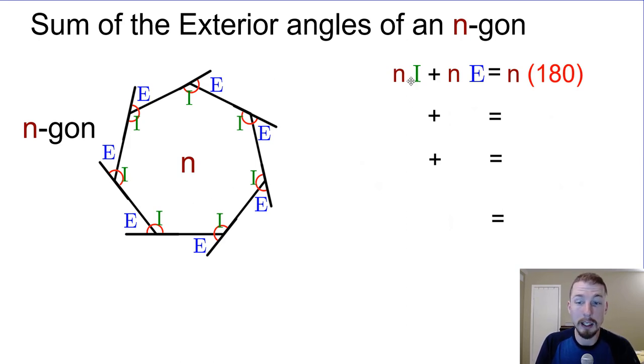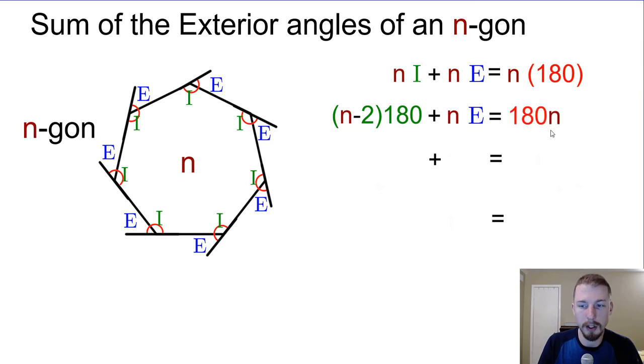So our n interior angles is going to be our formula, right? n minus 2 times 180 degrees. The n exterior angles is what we're trying to solve for, so we're going to leave that alone. Then n times 180 is going to be 180n. Then the next thing I have to do is actually distribute the 180 through to the minus 2 and to the n. So when I do that, I'm going to get 180n minus 360.